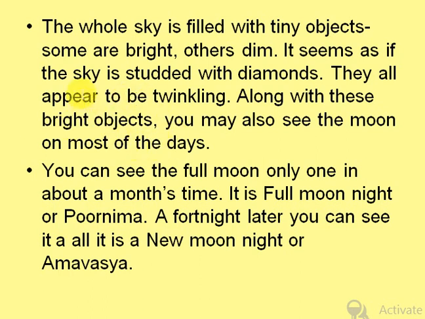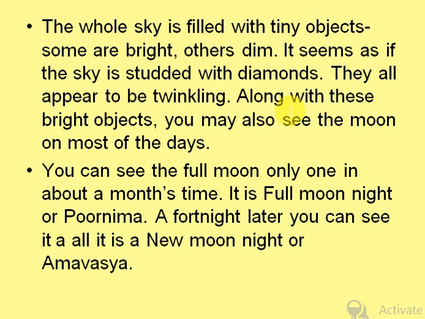We have already learned that the whole sky is filled with tiny objects. Some are bright, others are dim. So you can say that the sun shines during the day and sets in the evening. Gradually it becomes dark in the night. The sky is dotted with numerous bodies that shine and twinkle.